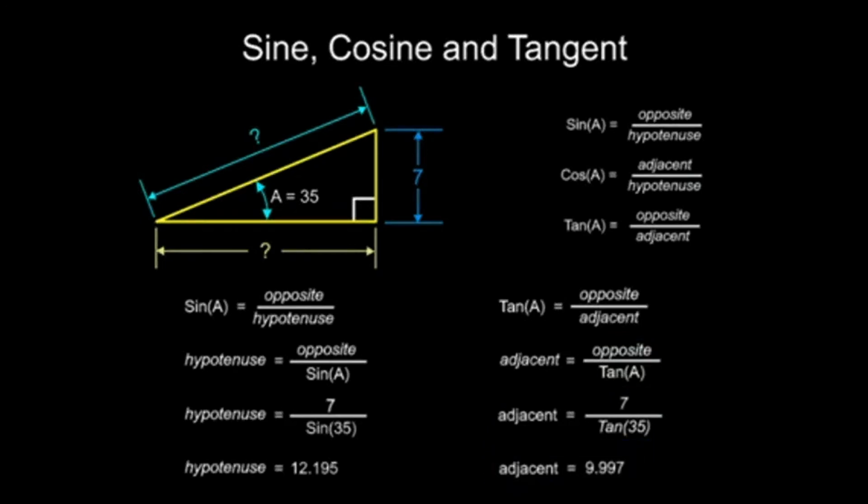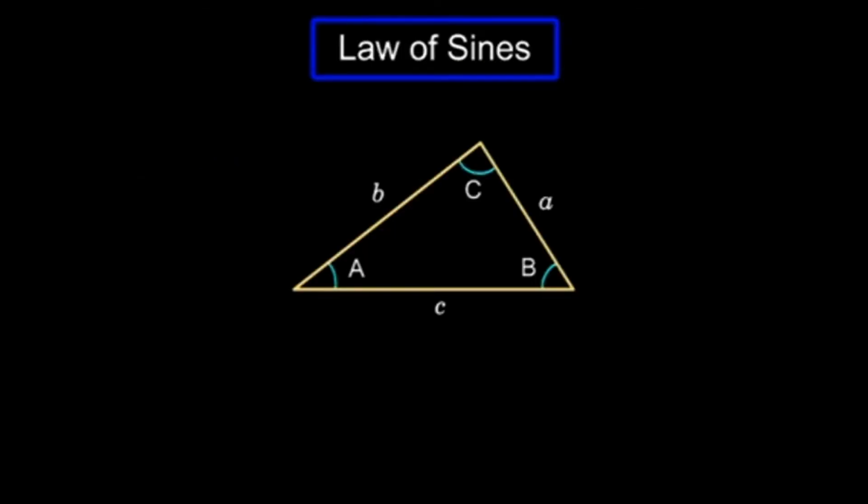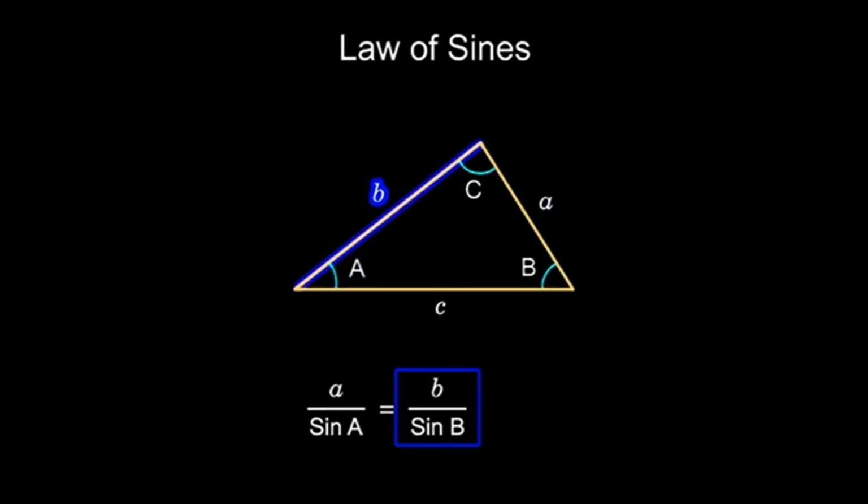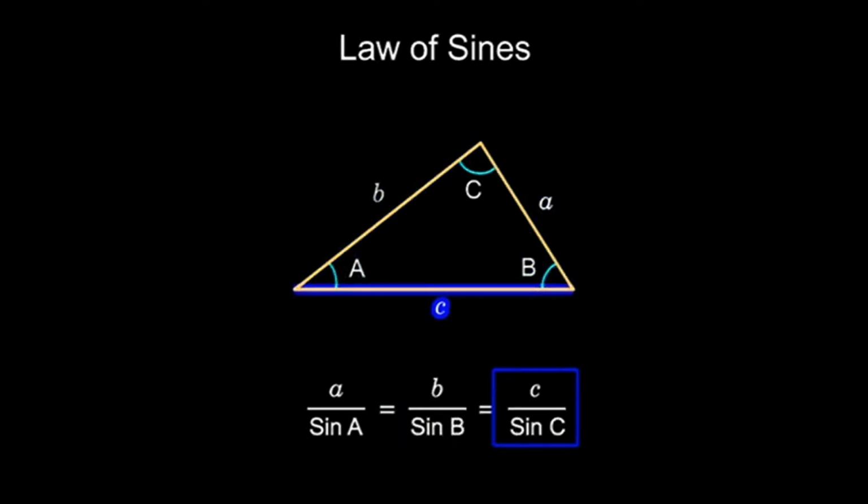Since not all triangles are right triangles, it's useful to know how the trigonometric functions sine, cosine, and tangent relate to regular triangles. The law of sines states that the side of a triangle divided by its opposite angle is equal to any other side divided by its opposite angle. So, for any given triangle, side A divided by the sine of angle A is equal to side B divided by the sine of angle B, which is equal to side C divided by the sine of angle C.